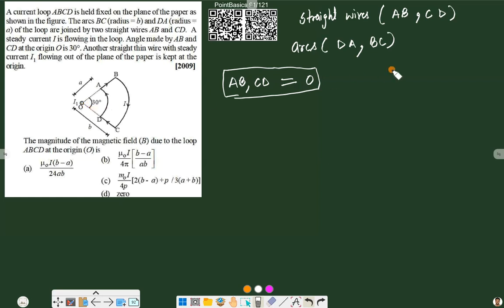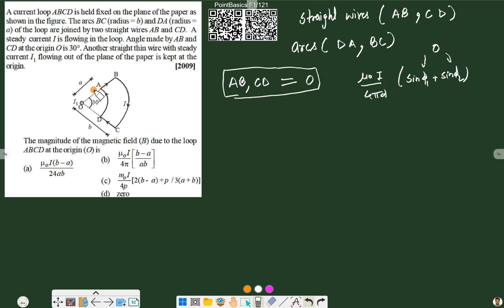in this formula. For a straight conductor, we have the formula of magnetic field, that is mu naught by 4 pi d into I times sine of phi 1 plus sine of phi 2. In the case of an axial point, the values of phi 1 and phi 2 are 0. So this whole formula reduces to 0.